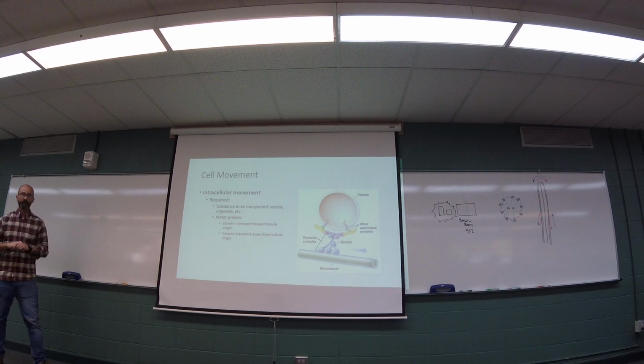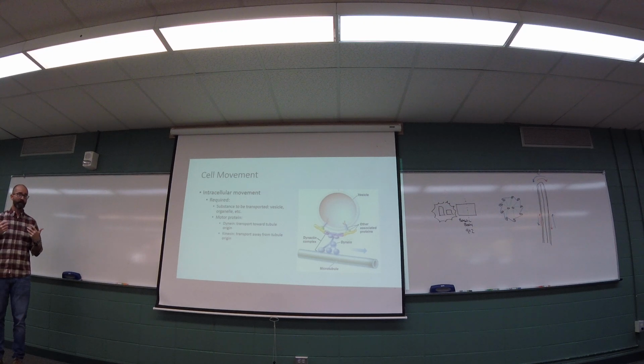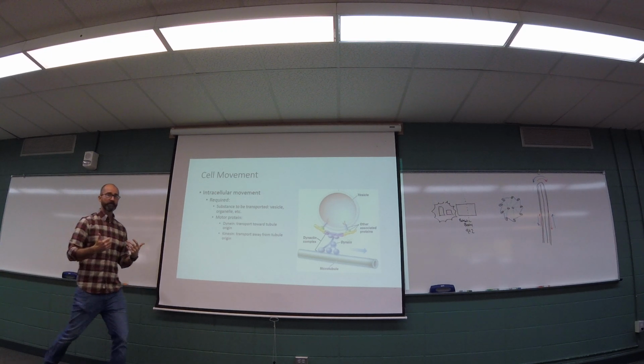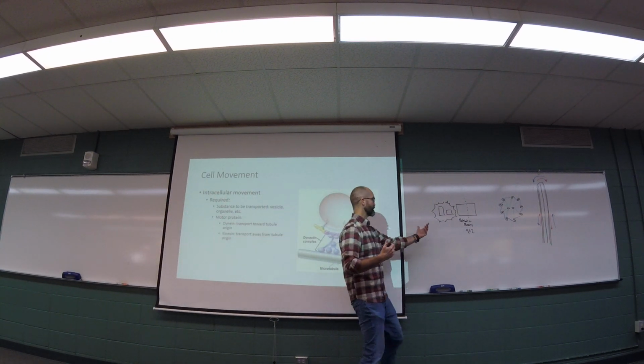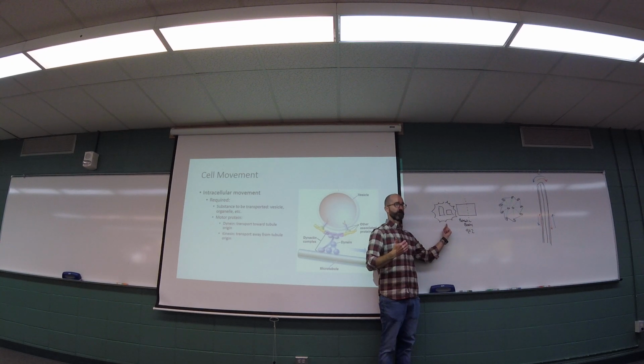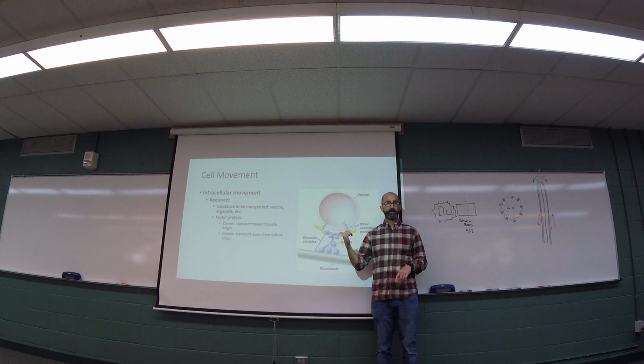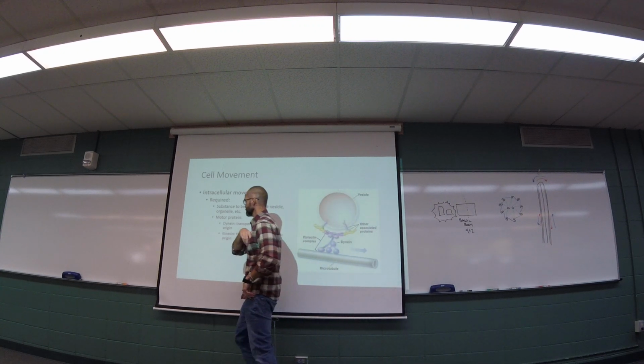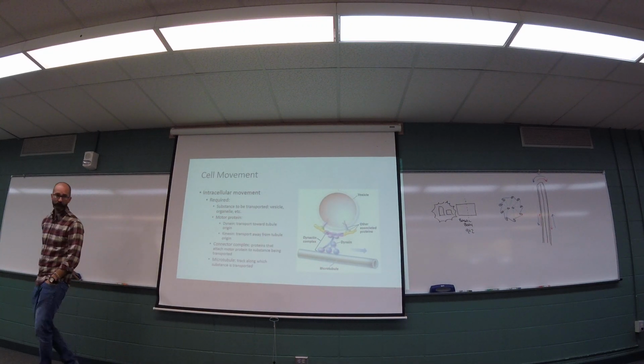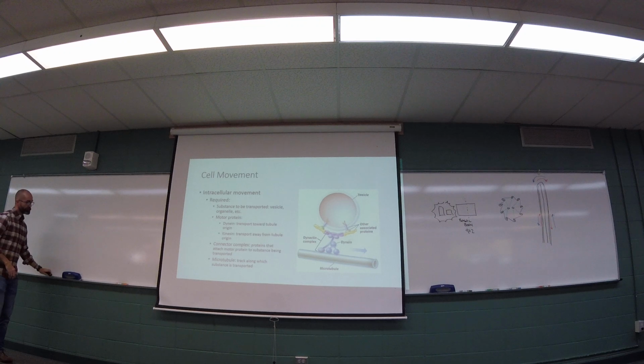Dyneins transport stuff towards the origin of the microtubule, and this is the origin of the microtubules. So if something is being transported towards the centriole, then we're going to use a dynein to accomplish that. If we're moving it away from the centriole, then a kinesin is going to accomplish that.